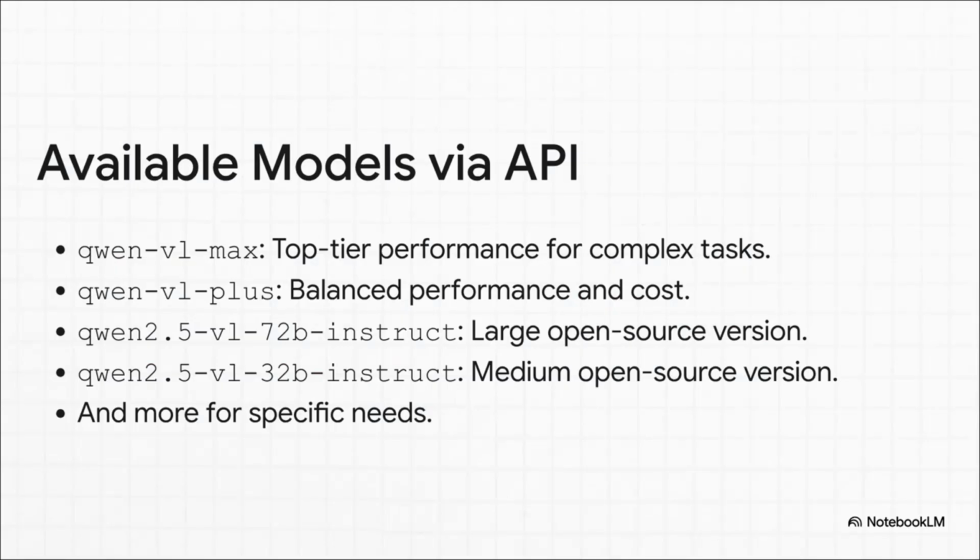And when you look at the API, you can see you've got choices. There's the top-of-the-line Qwen-VL Max for the really heavy lifting. There's a Plus version that balances performance and costs, and you've got these great open-source instructed models in different sizes like 72 billion and 32 billion parameters. It gives you a ton of flexibility depending on what you need to do.